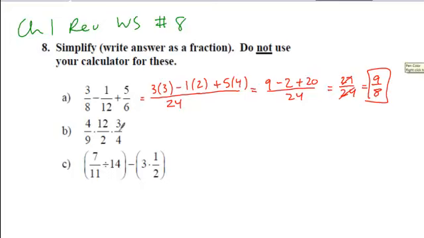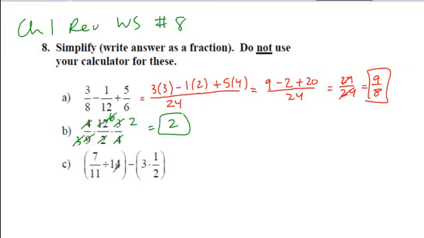In problem B, here I have factors I'm multiplying, so I can look to cancel any common factors. So the 4 and the 4 cancel. 3 goes into 9 3 times. 2 goes into 12 6 times. And 3 goes into 6 2 times. And so that just leaves a factor of 2 as my solution.